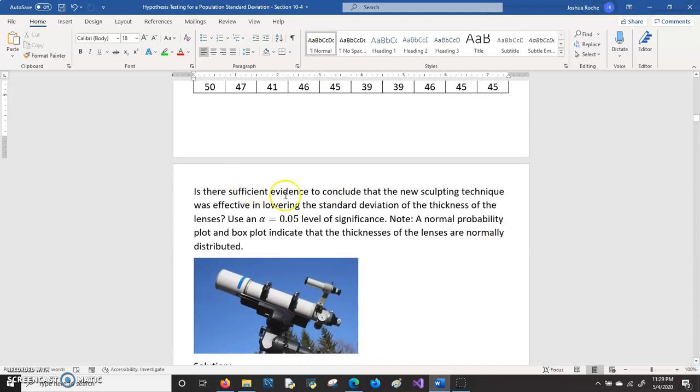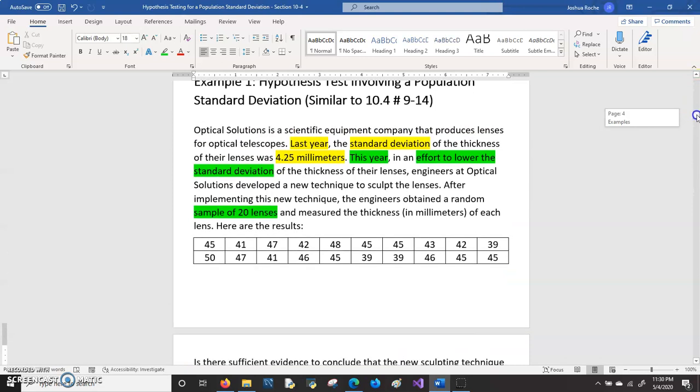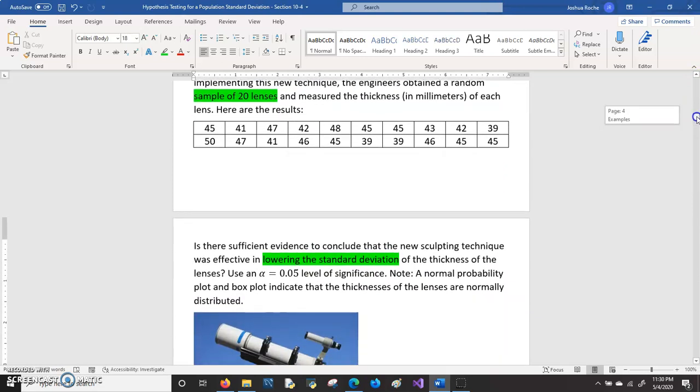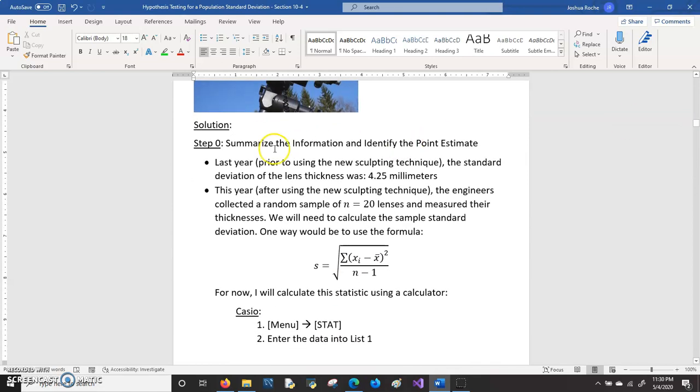We'll also want to make a note that in the question they state that is there evidence to show that this new sculpting technique was effective in lowering the standard deviation. So that keyword lowering, and it's the same word that was used up here, that's going to affect how we write the alternative hypothesis. So again, step 0 is going to summarize the information and just identify any point estimates.